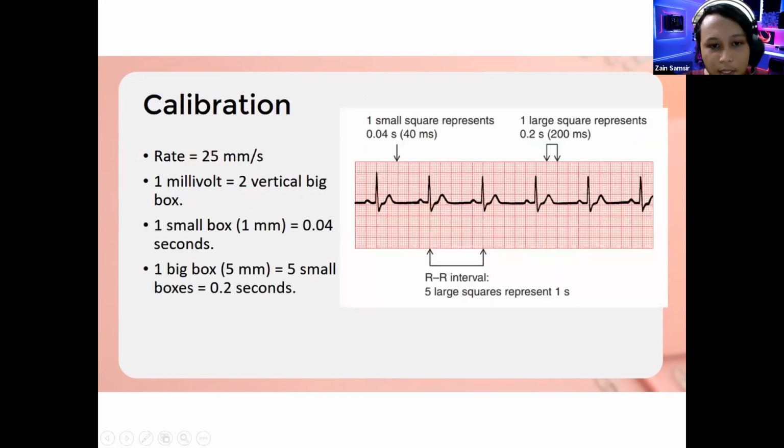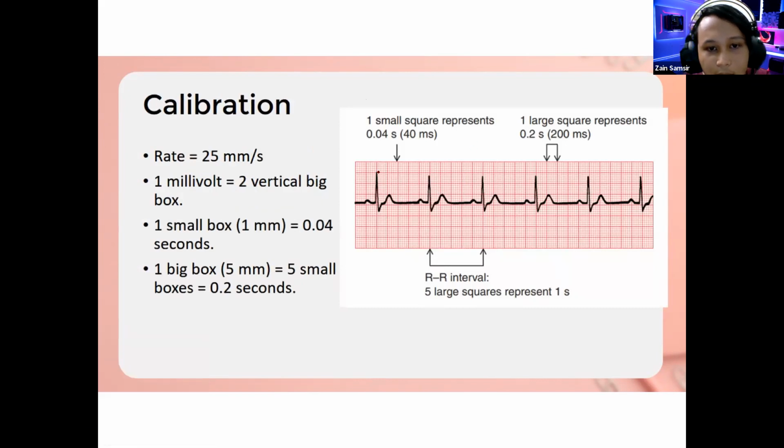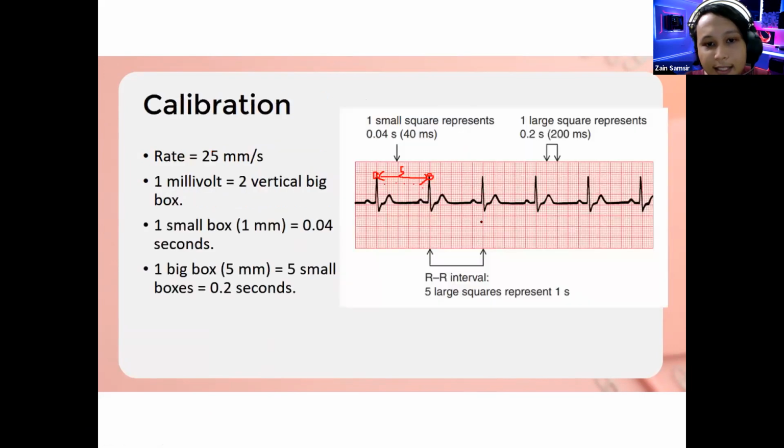As we see right here, this is R, this is another R. So this RR interval is about 5 big boxes, right? 1, 2, 3, 4, 5. So 300 divided by 5 is equal to 60. So in this particular ECG, the heart rate is about 60.